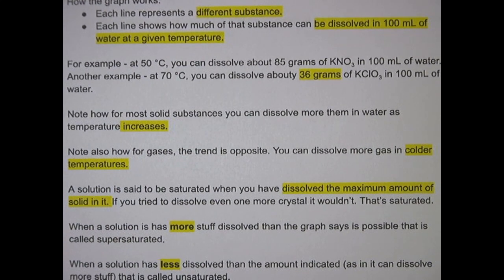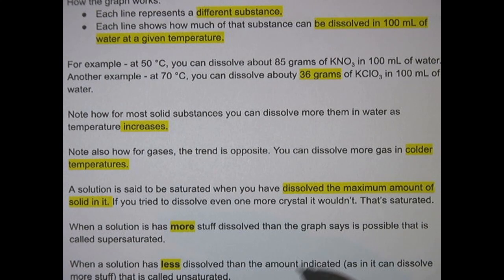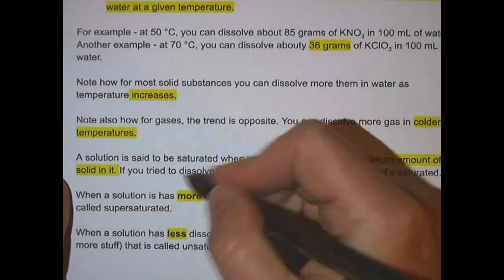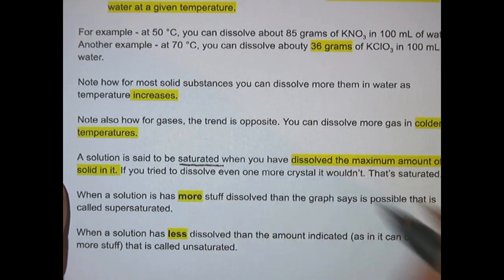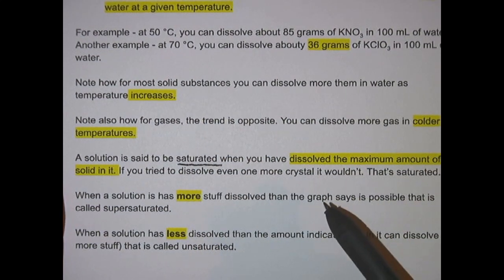Okay. A solution, there's kind of three words that go along with this. It's said to be saturated. That's the key word there. Wish I would have highlighted that one instead. Saturated means you have dissolved the maximum amount of solid in it.